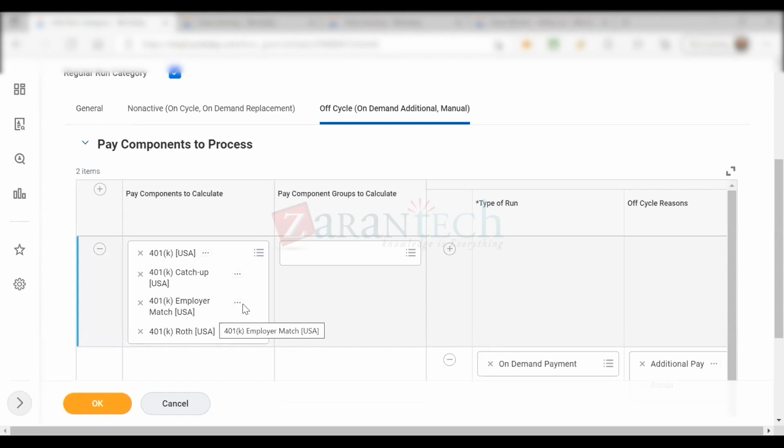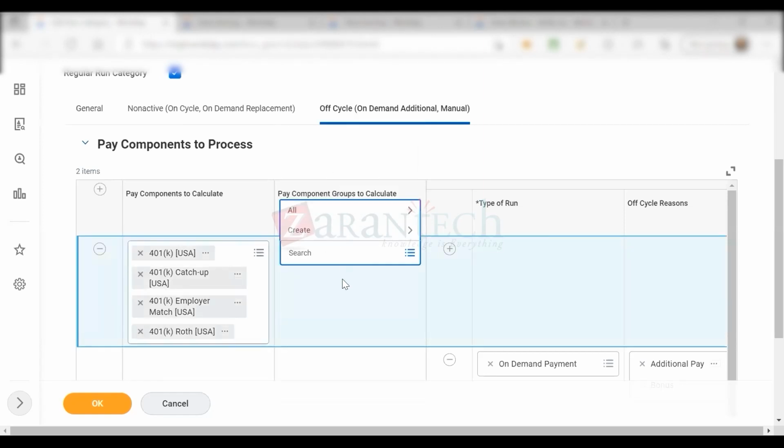And if I have 50 earning codes to calculate for off cycle, do those 50 earning codes have any common thread or any common flavor? Like, can I group them together? If I can group them together, let me bundle them into a pay component group. So it will be easier for me to just include that pay component group instead of loading 50 different codes.